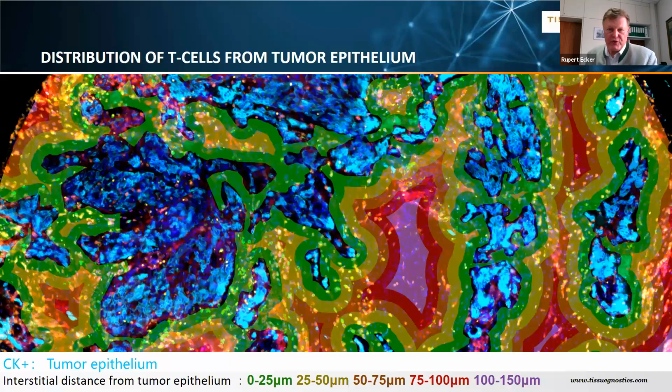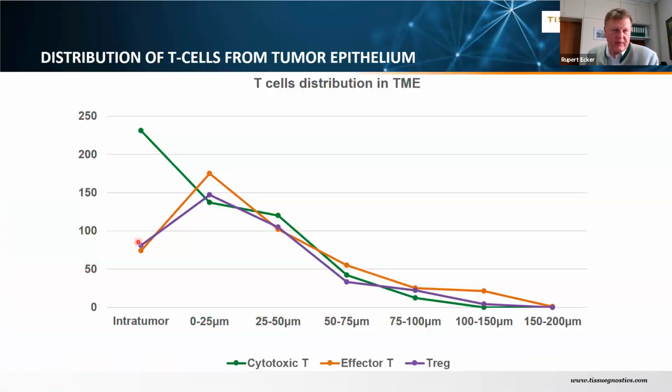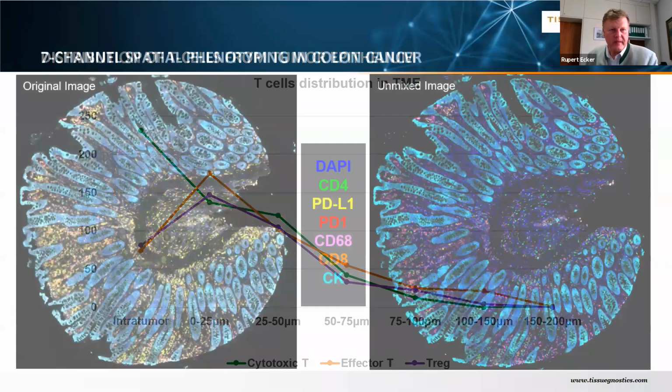This is another way of showing it, the distance zones or proximity areas, as they're called, from the tumor. Here you see the distance, green, 0 to 25, 25 to 50, and so on. And this then can, of course, be plotted, this would be the cell number in the tumor microenvironment, how many cells are in which distance from the tumor.